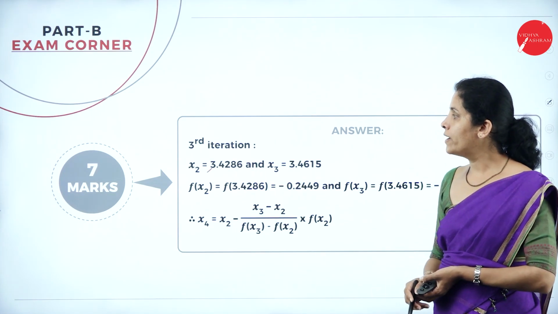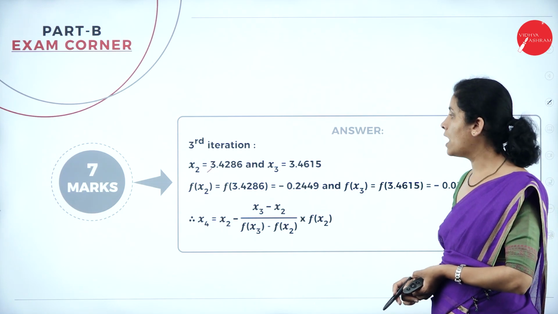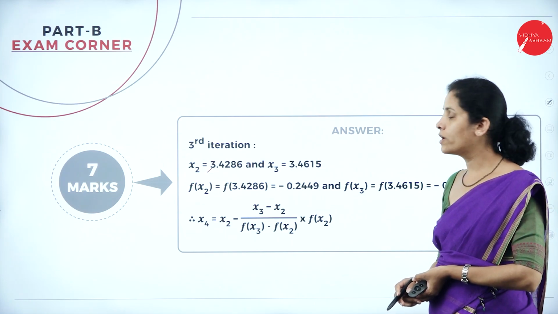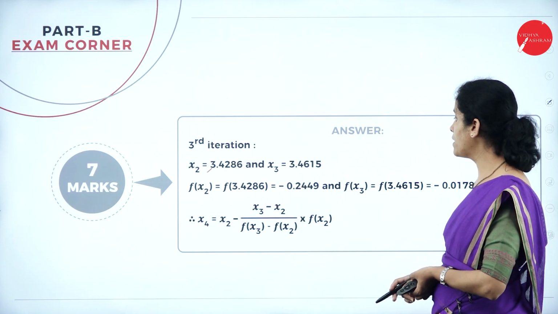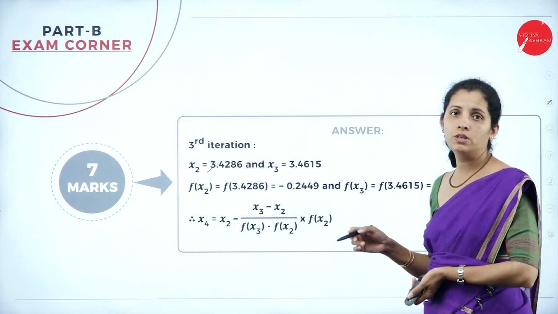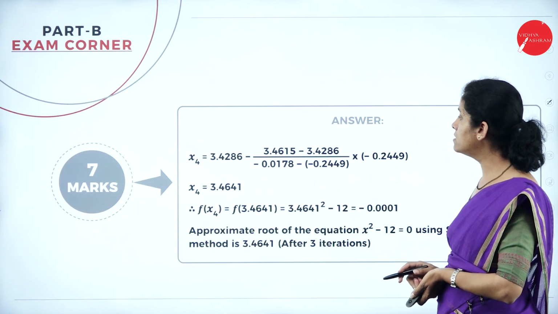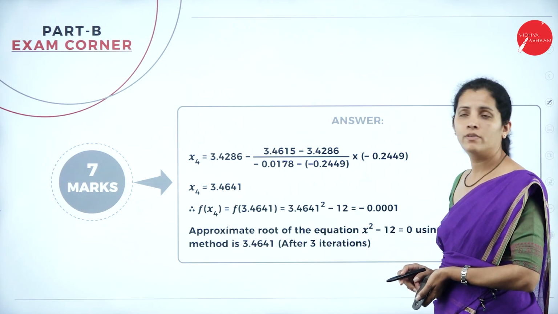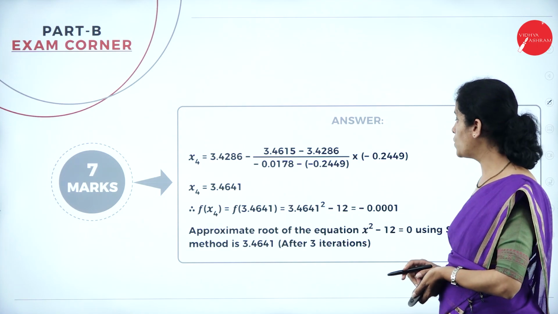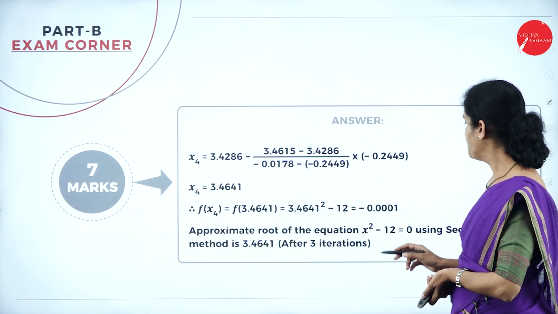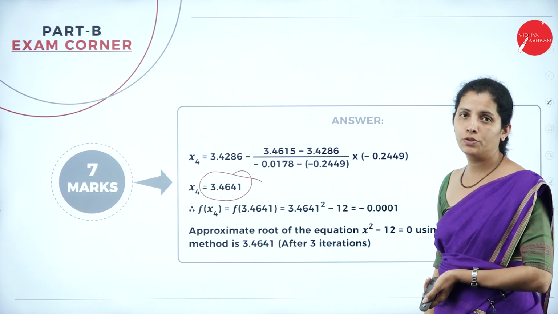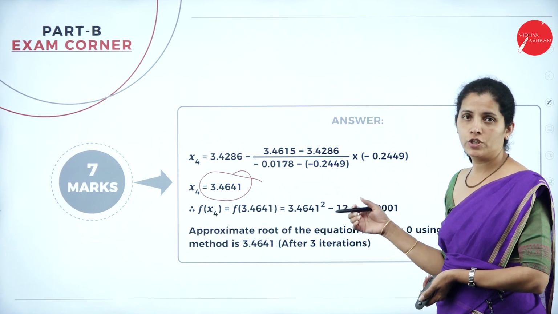x2 is 3.4286 and x3 is 3.4615, and when I substitute these values in this equation, I am getting the answer 3.4641. Okay, this is the required solution for this equation.